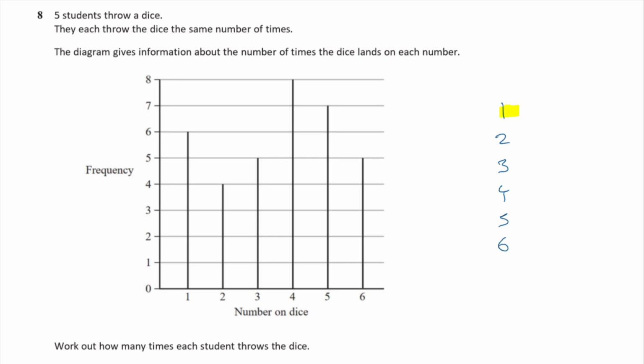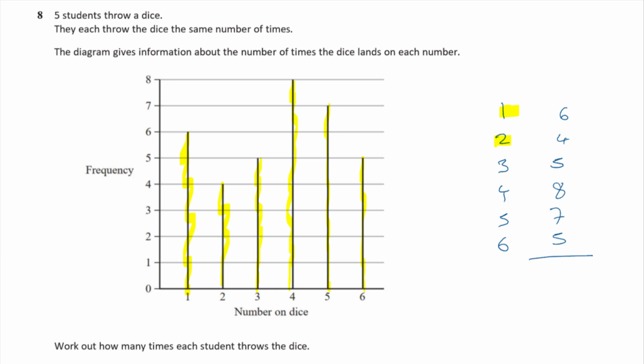So for 1, look, that's that bar there. You can see it's got a height of 6. The second bar has got a height of 4, look. So that's 4. The third bar has got a height of 5. So that's 5. The fourth bar has got a height of 8. 8. And the fifth bar has got a height of 7. 7. And the sixth bar has got a height of 5. Look, so 5.